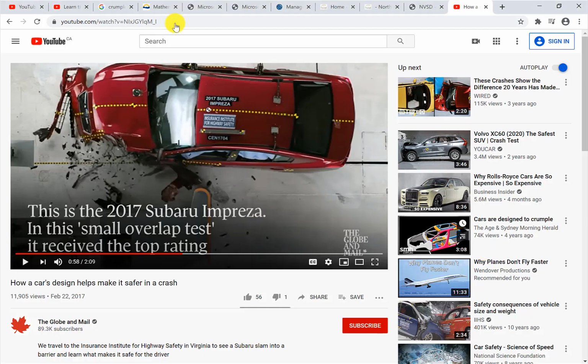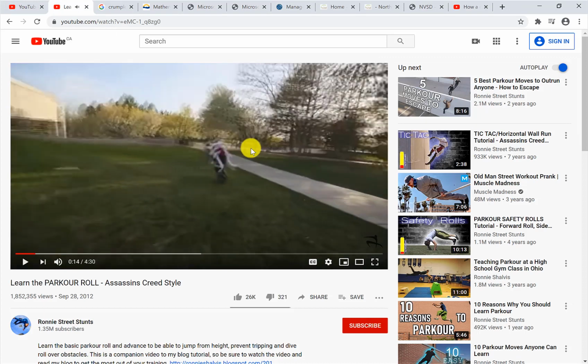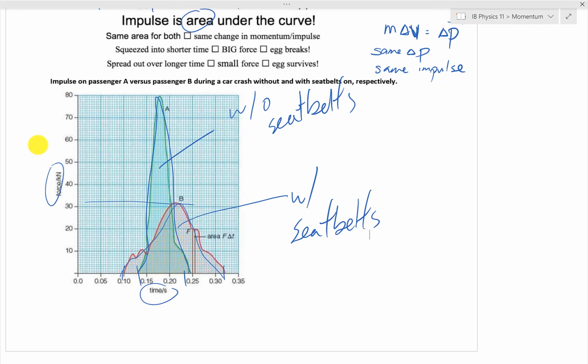If we also take a look at the parkour roll, notice, if I just quickly play this here, take a look at how his momentum was allowed to dissipate over a longer stretch of time, as opposed to him just dropping on the floor and hitting himself and not going into that roll at all. So that is the idea behind this impulse. You can either go big and go home, or you can take a small amount over a longer period of time. But no matter the case, you get the same amount of impulse, okay?